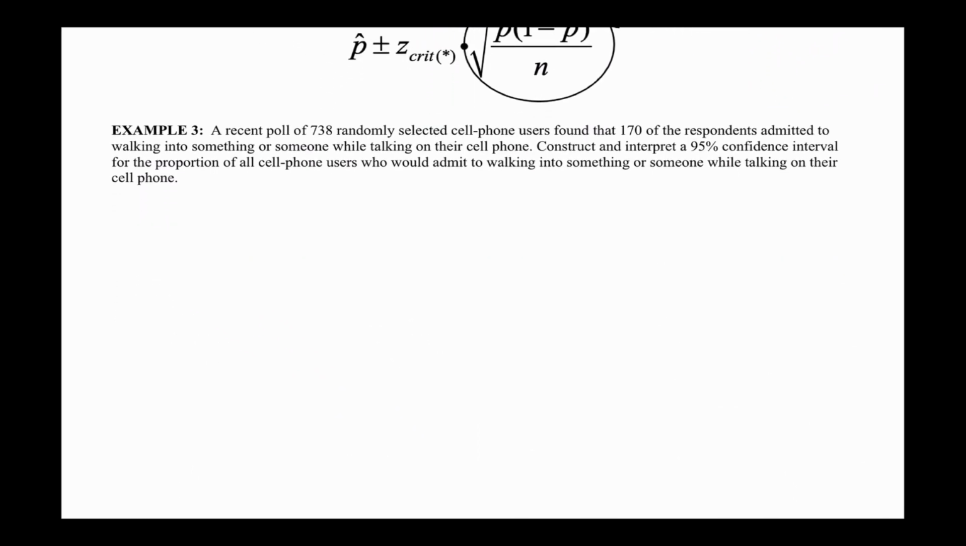All right, so let's look at another problem. I want you to do example number 3. It's about cell phone users, which I'm assuming everyone is, or almost everyone is. I'll give you 5, 7 minutes or so. It's a confidence interval, so you're going to have to go through all 5 things. And then we'll go over it.